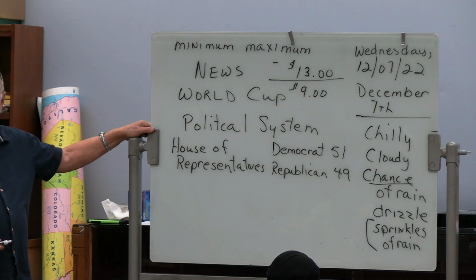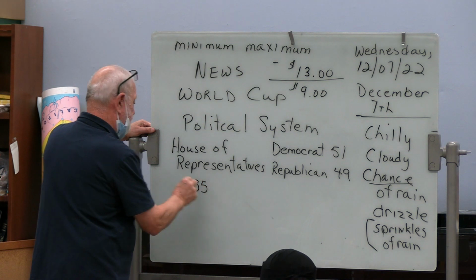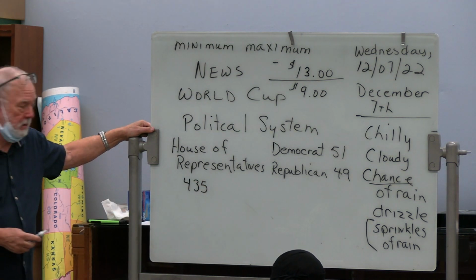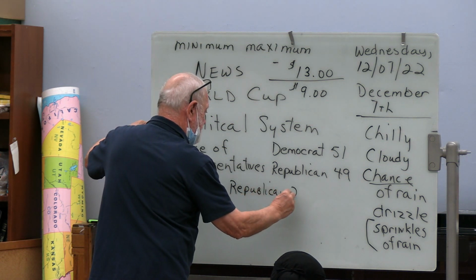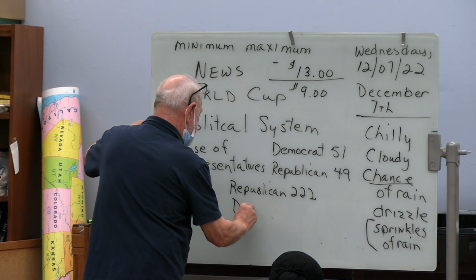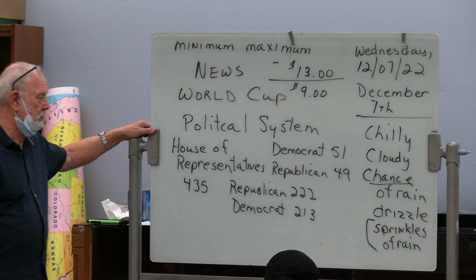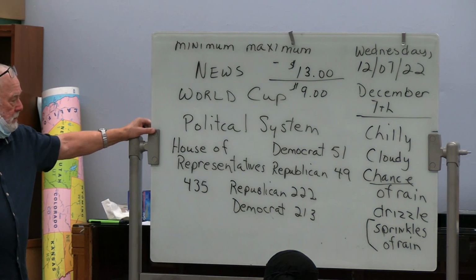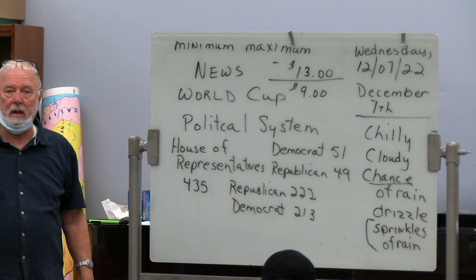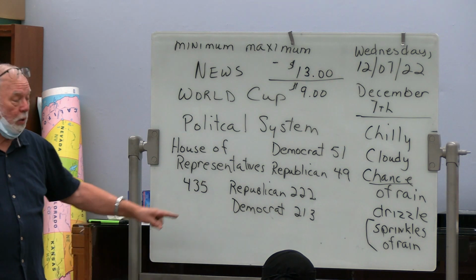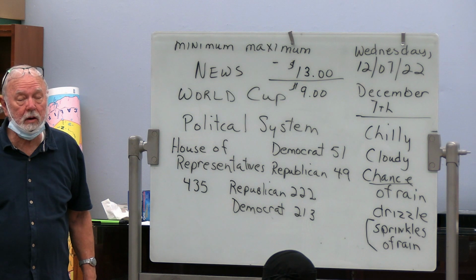House of Representatives. How many are in that group? 435. One group has more than the other. Republican 222, Democrat 213. So what does that mean? Now this starts in January. It means, who controls the House? Republican Party.